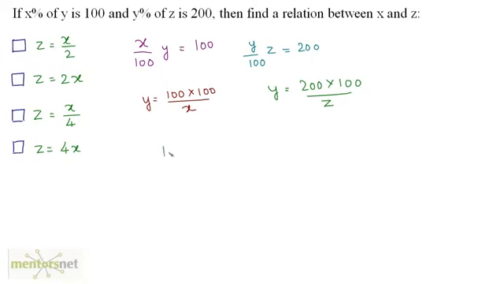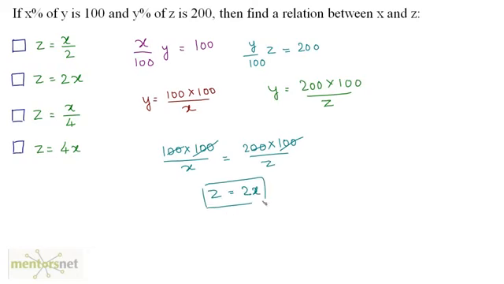So I can equate the right hand sides directly. So 100 times 100 upon X is equals to 200 times 100 upon Z. Right. So one of these hundreds gets cancelled out, these zeros and these zeros get cancelled out. So we can write Z is equals to 2 times X, and that is the relation between X and Z. So option B is the right answer.